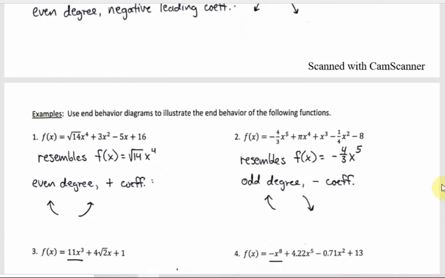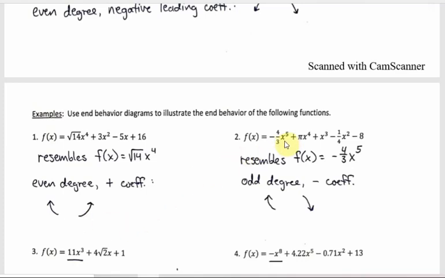Okay, then end behavior diagrams, that's where you just draw these things more or less. So this function here, it should resemble the leading term in terms of end behavior. So f of x equals the square root of 14 times x to the fourth. And you go, well, that's even degree, positive coefficient, even though it's kind of a weird number. It's a positive weird number. So then it should go upward on both ends. There's our end behavior diagram, just those two arrows both going up.